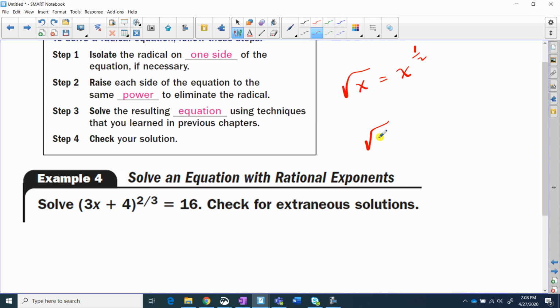The cube root of x could be x to the 1/3. The fifth root of x to the 7th is x to the 7/5. So yes, when I look at this, there are no perfect squares, square roots. However, there is a fraction exponent. So a fraction exponent is a radical in disguise. So we're going to have to treat this as a radical equation.